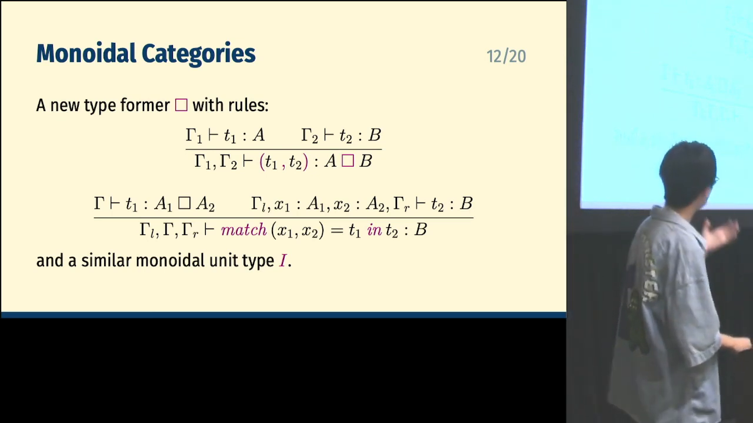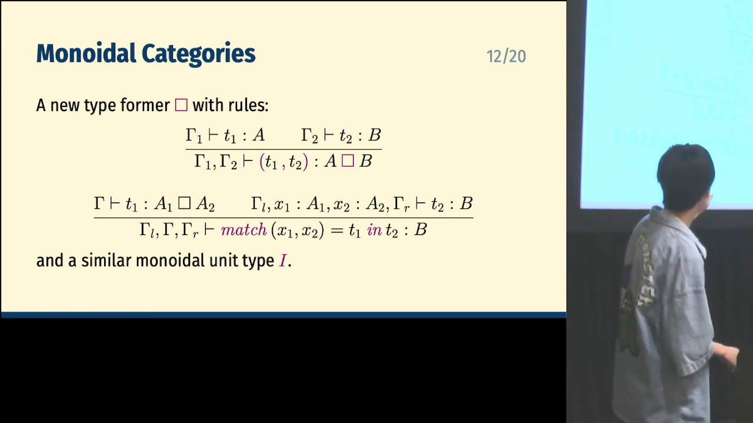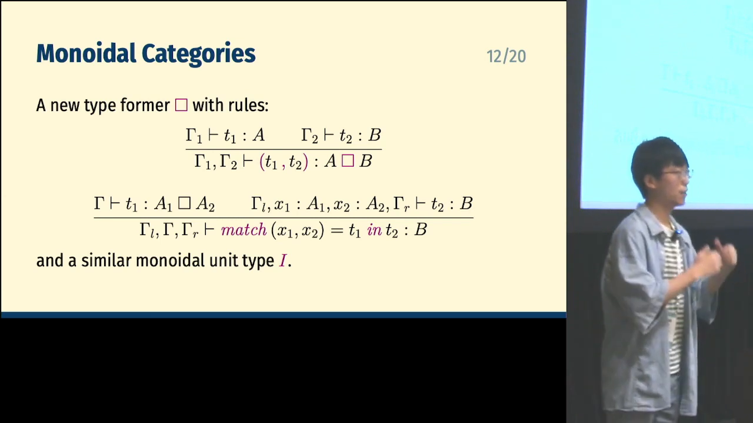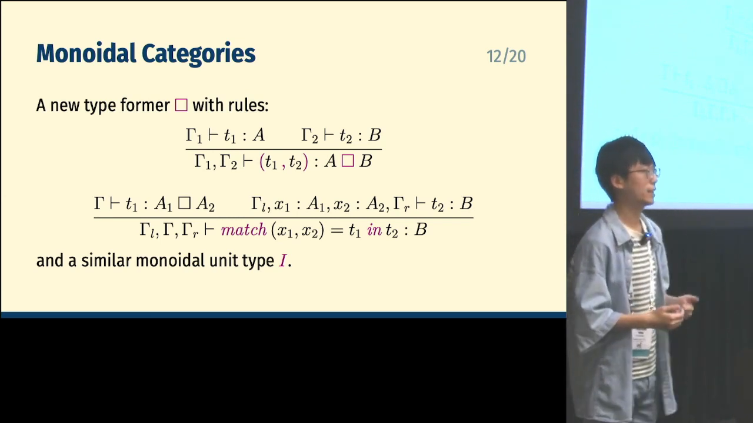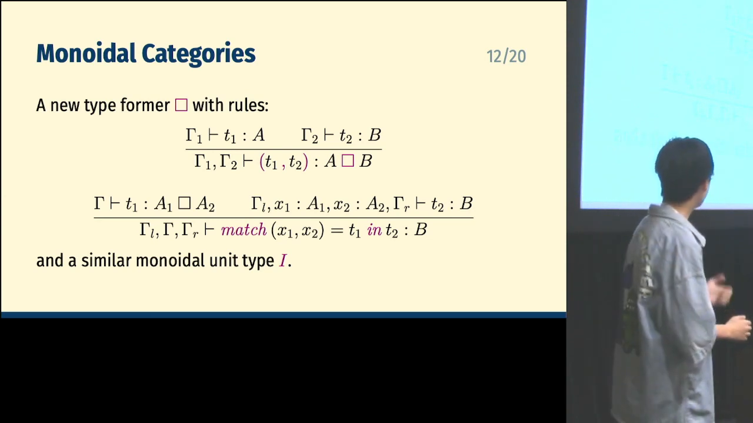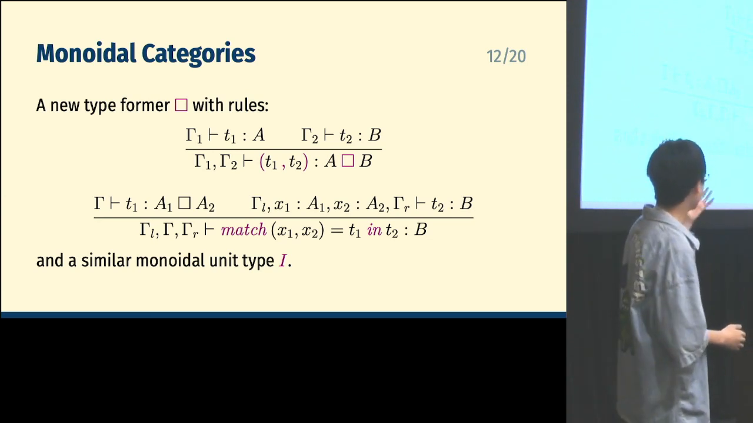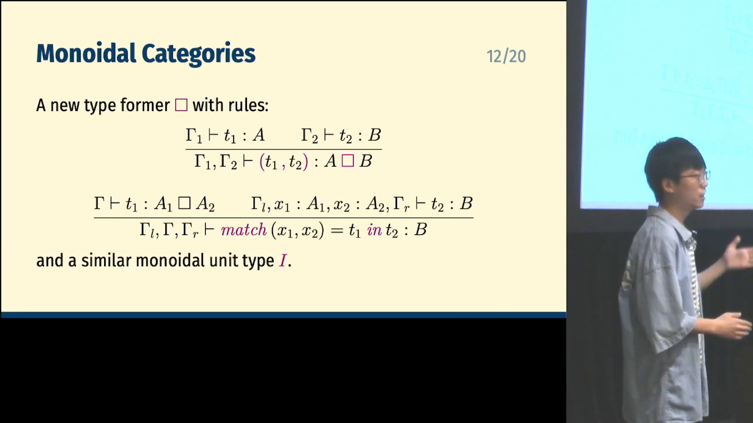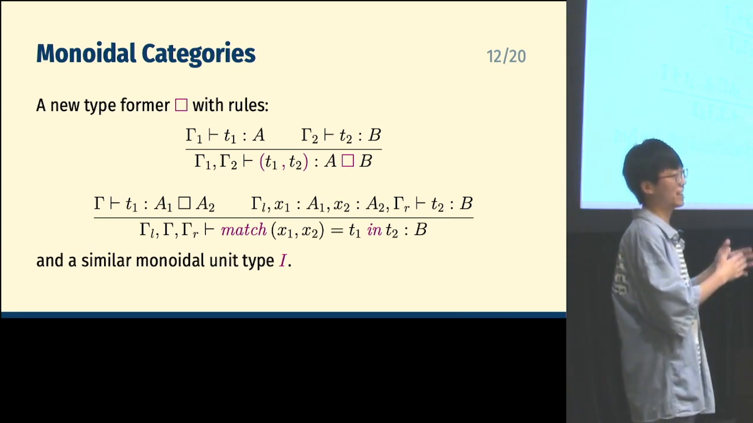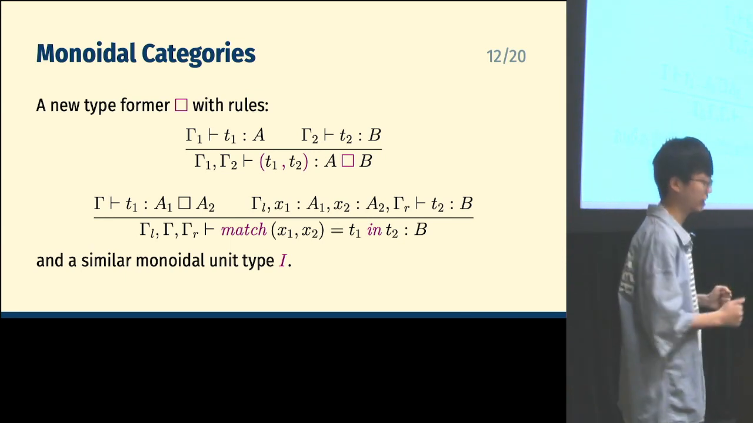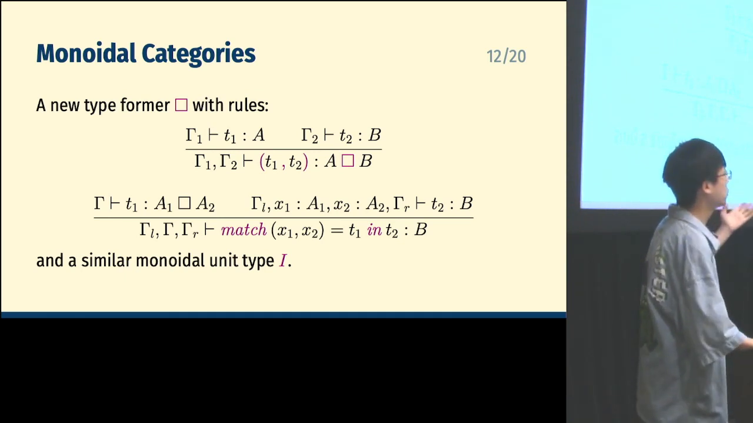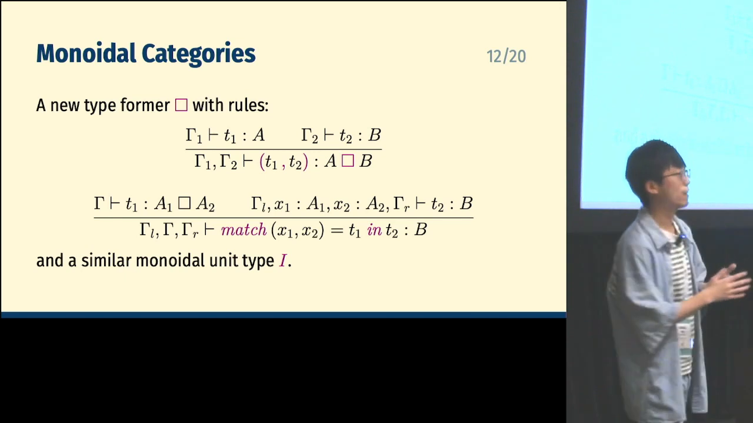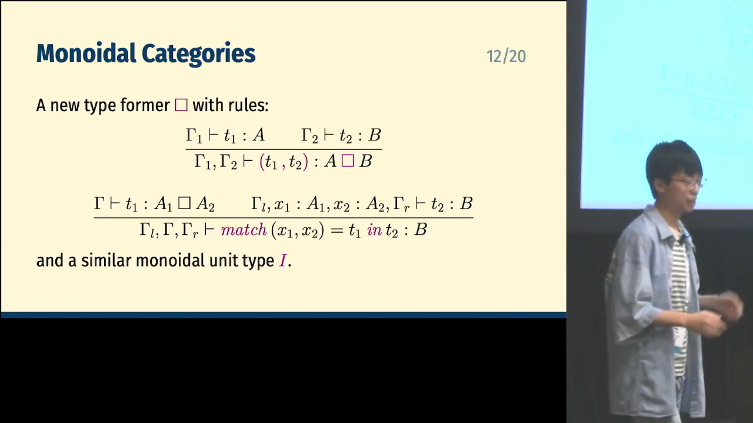And we also have an elimination rule here, which I'm writing as the match here, which allows us to unpack a monoidal product into two variables in the context. And in fact, there's also a similar monoidal unit type I, which is quite similar, except that it has 0 components instead of 2 components. The two elimination rules and introduction rules are required to satisfy some usual beta eta judgmental equalities.